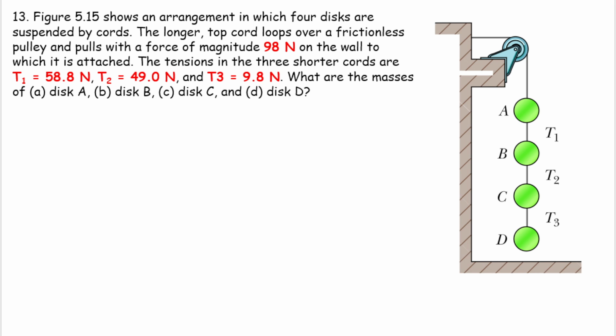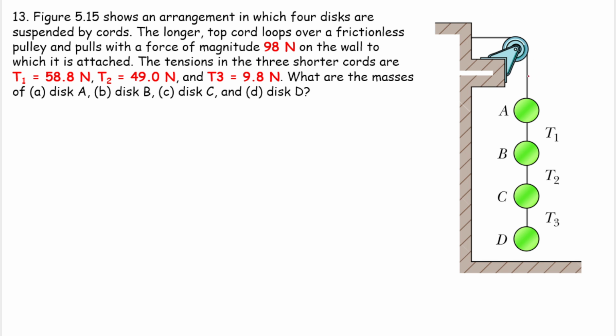Hello, in this video, I will explain how to solve this problem. Let's read the problem first. Figure 5.15 shows an arrangement in which 4 discs are suspended by cords. The longer top cord loops over a frictionless pulley and pulls with a force of magnitude 98 Newton on the wall. Okay, maybe let's draw that first.